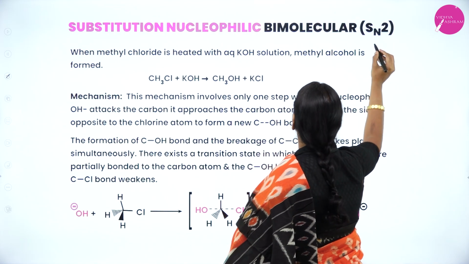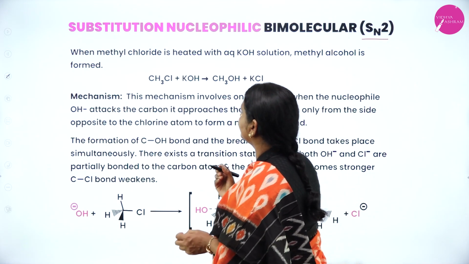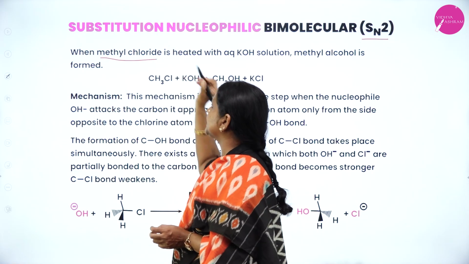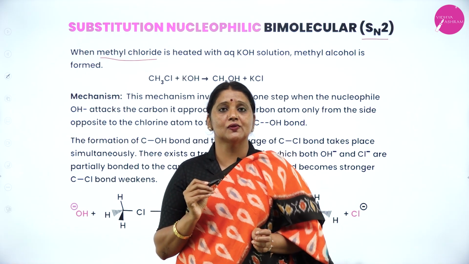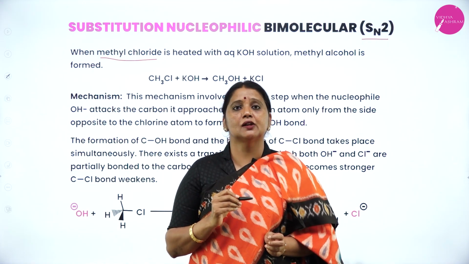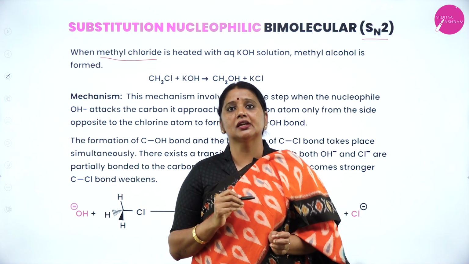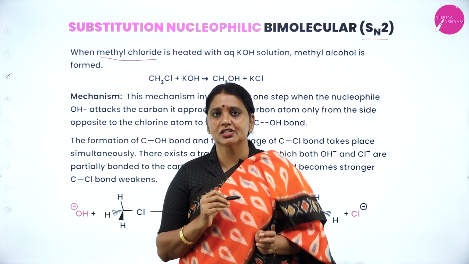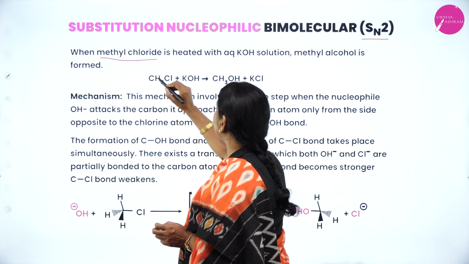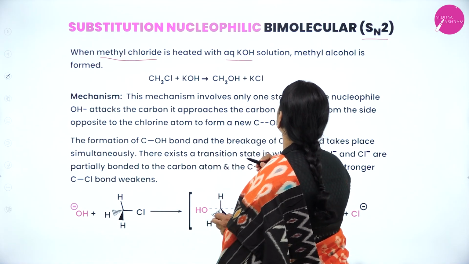Next, SN2 mechanism. Which example will we consider for SN2 mechanism? Methyl chloride. In SN1 mechanism, I had taken tertiary butyl bromide as an example. In SN2, I take the example of methyl chloride heated with aqueous KOH solution.